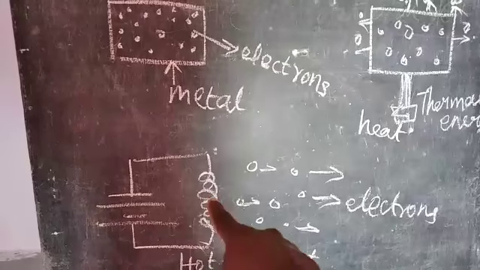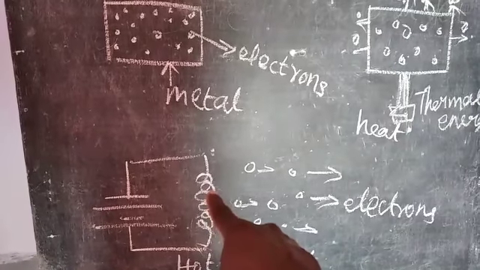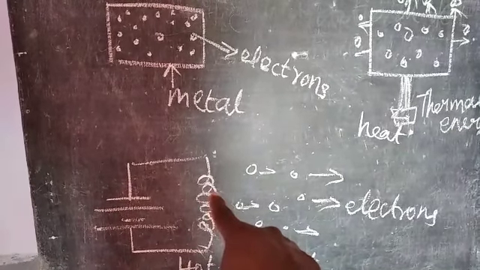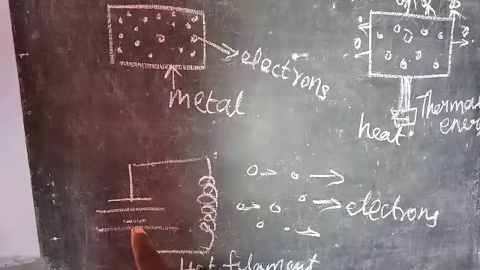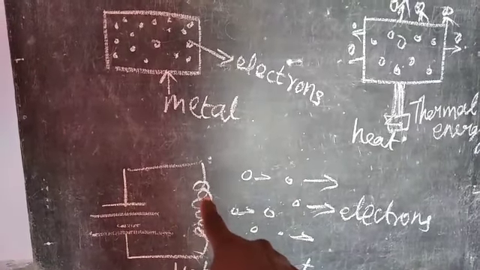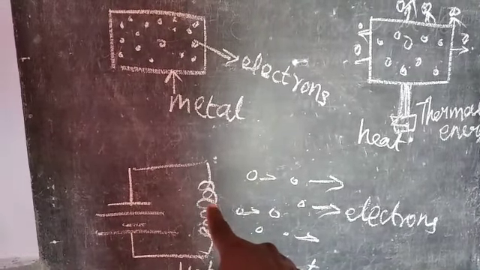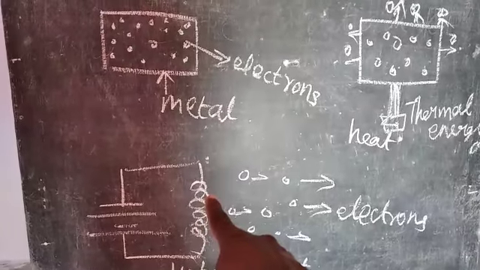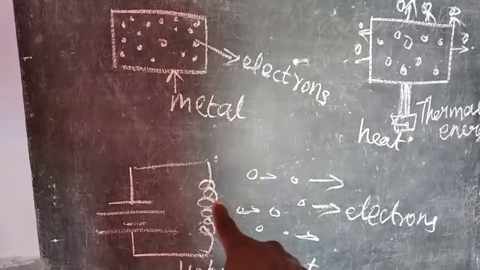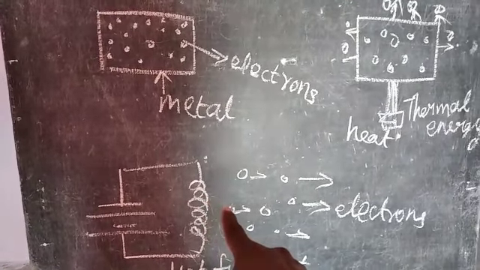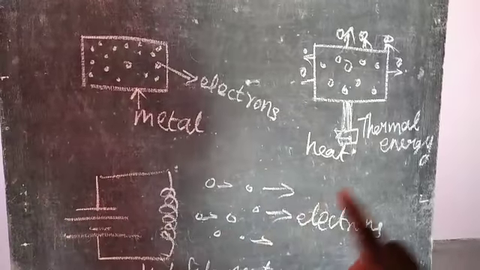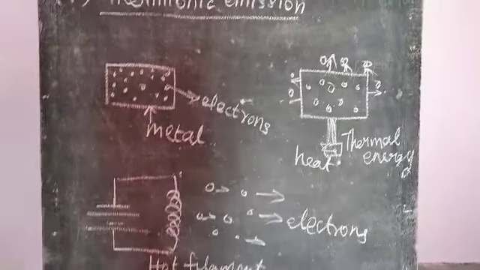The coil contains electrons at room temperature. When we heat the coil by passing voltage from a battery, the electrons inside the metal get a sufficient amount of energy to leave the metal surface. This type of emission is called thermionic emission.